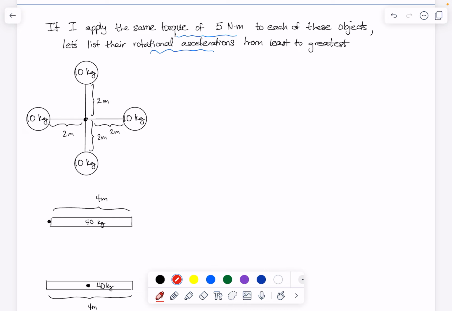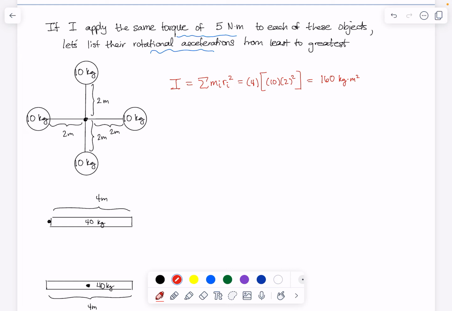So first things first, let's find the rotational acceleration of this object. So the rotational inertia would be the sum of each mass times its respective radius squared. That's what that means. So this is going to be 10 times 2 squared plus 10 times 2 squared plus 10 times 2 squared plus 10 times 2 squared. There are 4 of these, so I'm going to just say 4 times 10 times 2 squared. So this is going to be 4 times 10 times 4. That's 16 times 10. That's 160 kilogram meters squared.